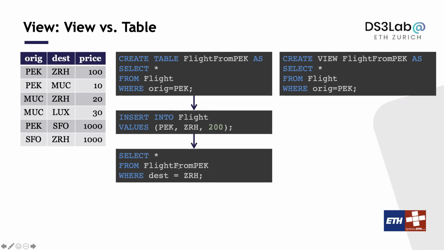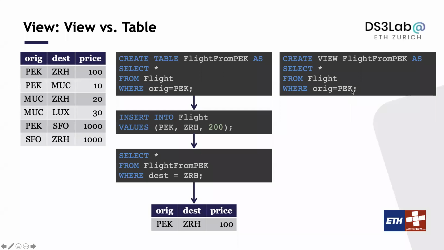In this case, on the left-hand side, if I'm using a table, how many tuples am I expecting in my result? In this case, I'm expecting one tuple. Why? Because whenever you are inserting this new tuple into the flight table, you will not change the result of other tables, right? So if you are putting flight from PK as a table, this insert query actually will not impact the result of the flight from PK table. And then whenever you are querying the flight from PK table, you get the original result, right? So essentially you have one tuple in the result.